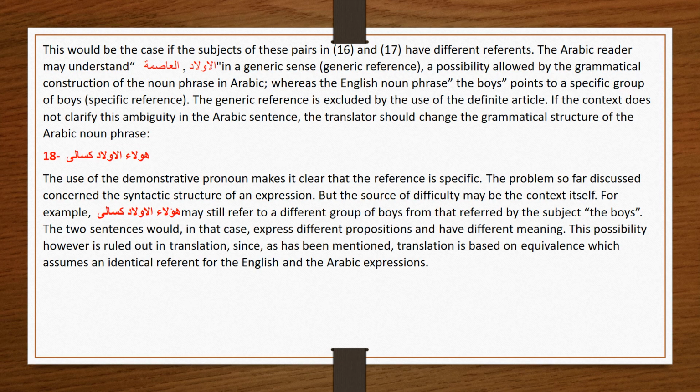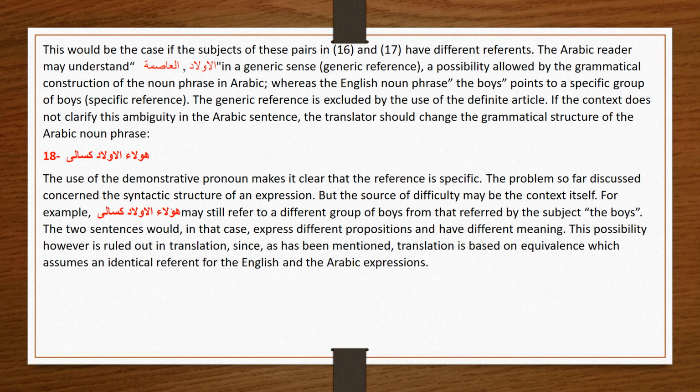The use of the definite article, if the context does not clarify the ambiguity in the Arabic sentence, the translation should change the grammatical structure of the Arabic noun phrase. For example, here we have هؤلاء الأولاد كسالى. That means these boys are lazy. You can translate it using the demonstrative هؤلاء, these, a demonstrative pronoun. This makes it clear that the reference is specific. Okay, you specify those people.